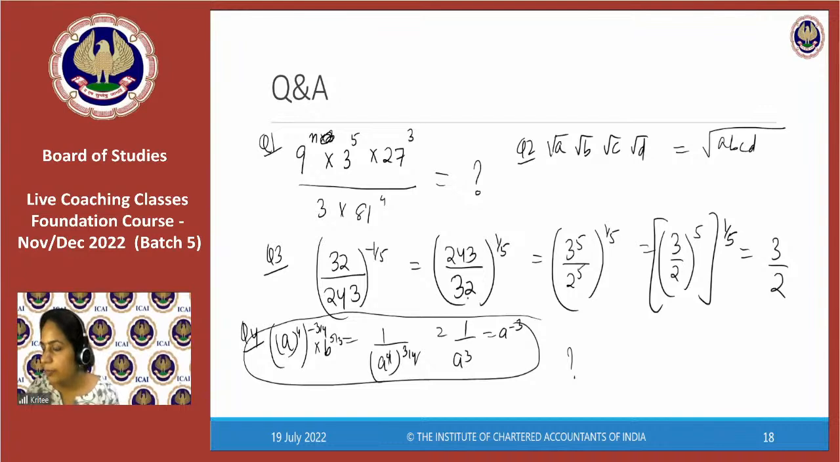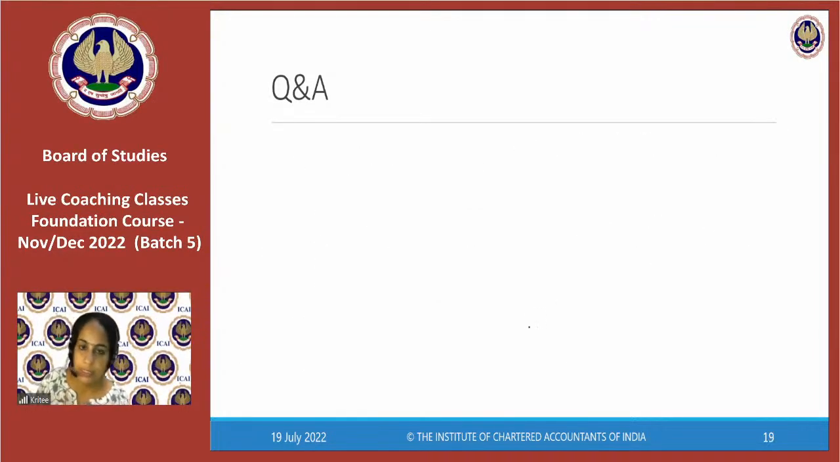Then Parinita is asking, in log with negative characteristic minus 3 plus 0.426, why are we not subtracting the characteristic and mantissa to get the final answer? Correct. This is Parinita's doubt. In log, we have this.